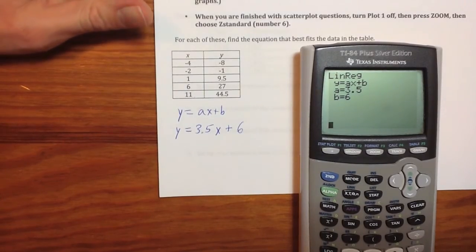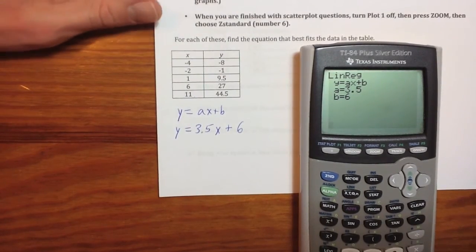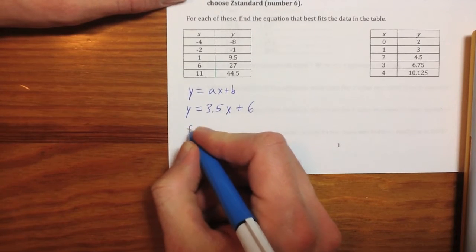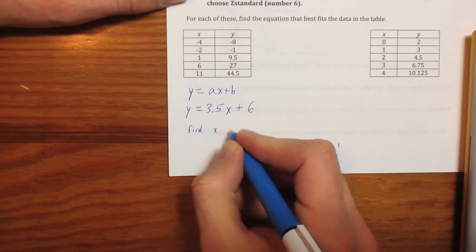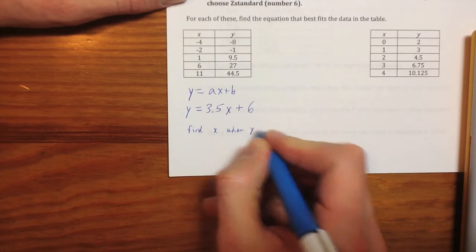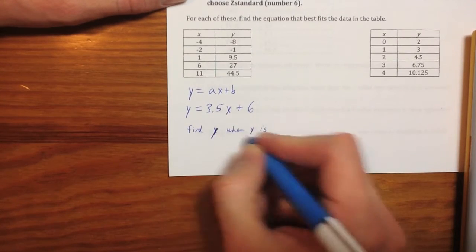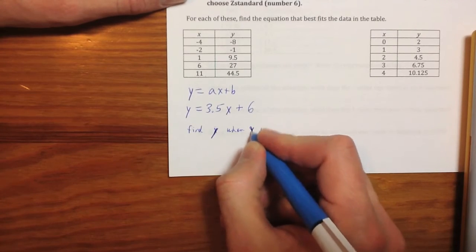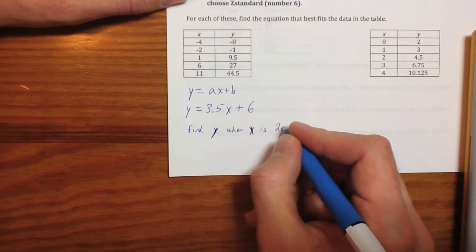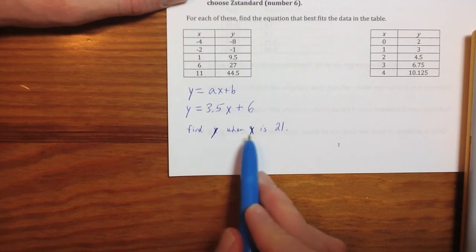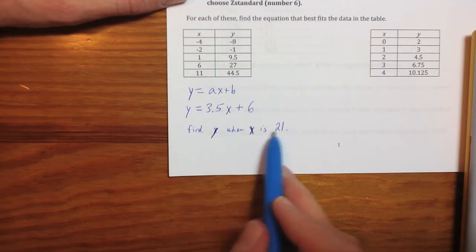All right. It did not ask this, but I'm going to do it anyway. I'm going to write something down. Find y when x is, I'm going to pick a random number, 21. If I want to find the y value when x is 21, it is so incredibly easy.